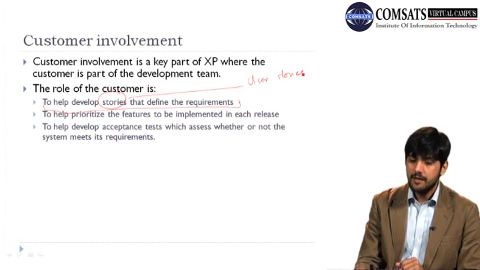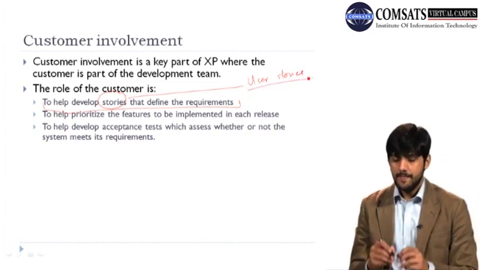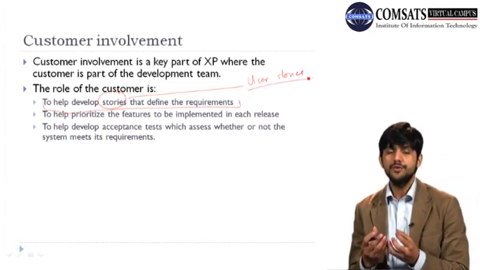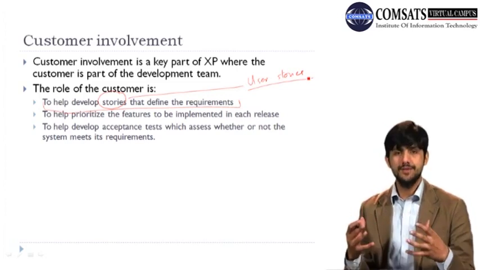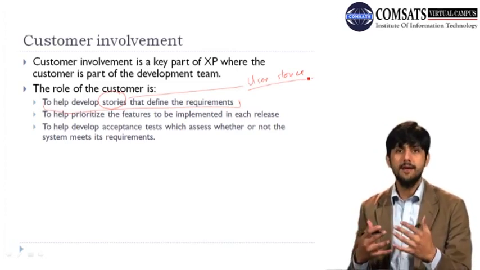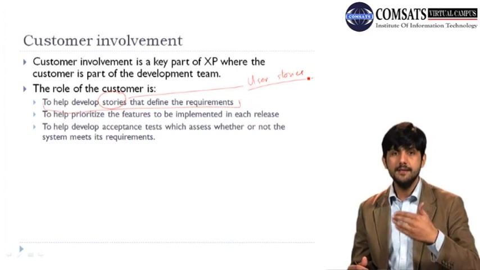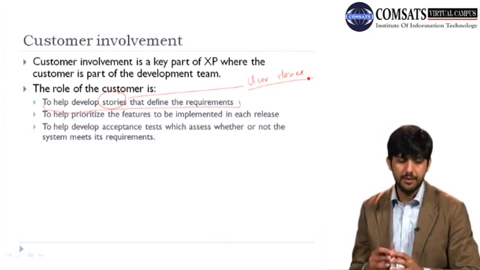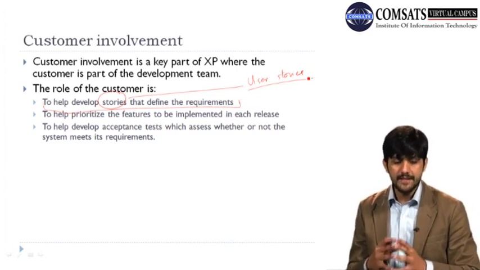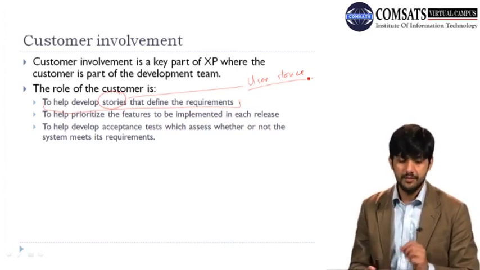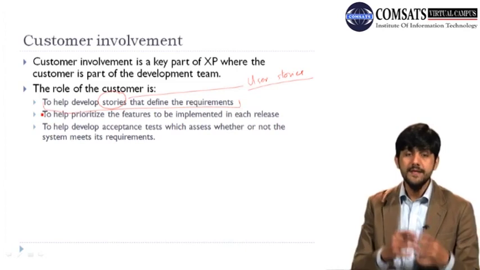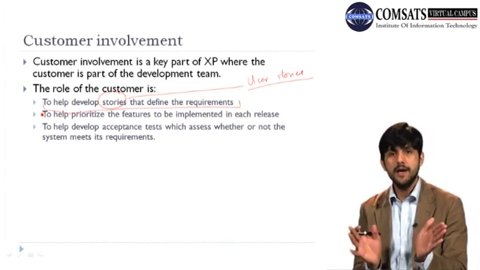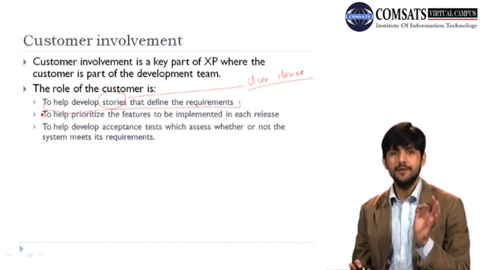In agile, in extreme programming, the requirements are taken from user stories. Remember, we called them scenarios. It is something similar: the customer helps build these user stories on the basis of which we are going to plan our iterations, and helps prioritize the features to be implemented in each release. Out of these stories, you prioritize which features you are going to build first.